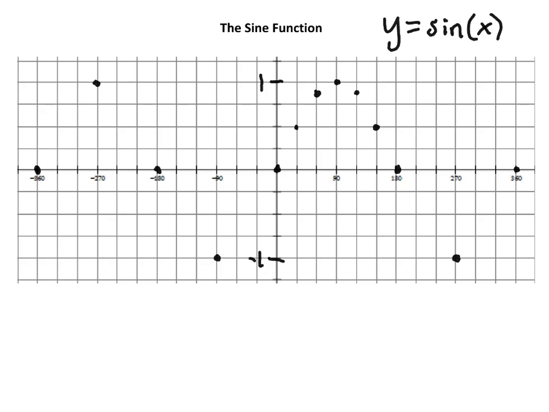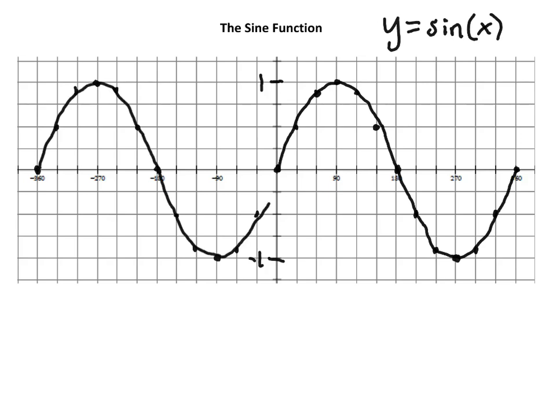And your points should look sort of like this here. I'll connect those with a nice curved line here. And then you want to fill in all your points on the negative side as well. So also use your table of values for this. And that is what your sine function should look like.